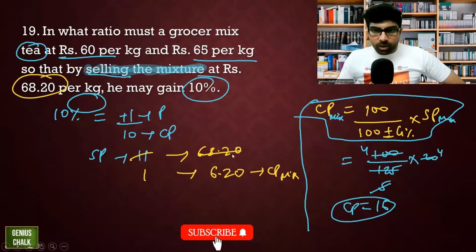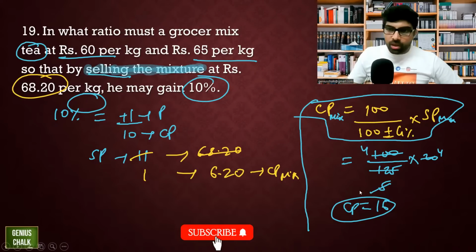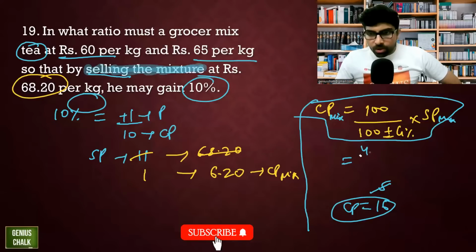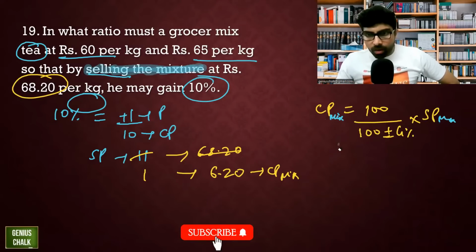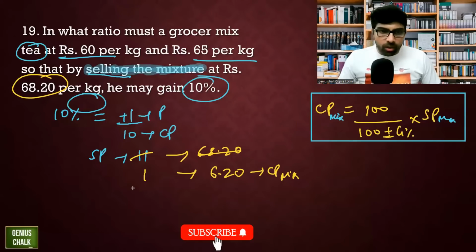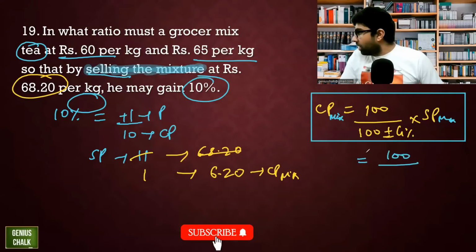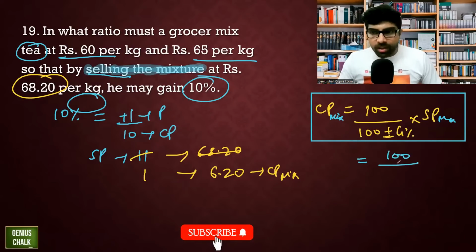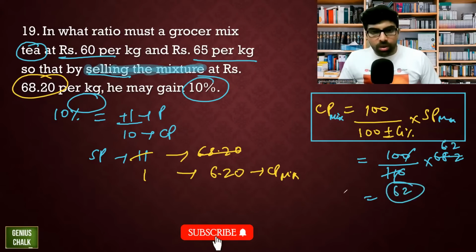Now, in this question also, you can use it. It's your choice again. So let's use it. Cost price of mixture is 100 upon 100 plus gain into selling price of mixture. You can highlight this and use it. Although I have solved it, it is coming out to be 6.2. Even if you use this, 100 upon 100 plus 10, it is 110 and it is 68.2. If you solve, it is 6.2 into 10, that is 62. Right? 6.2 into 10, that is 62.